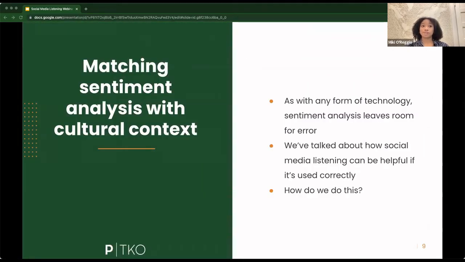So we've talked about what social media listening is, what it can be used for, the pros and cons, but most importantly, it has a lot of room for error, specifically when it comes to sentiment analysis, just like any form of technology does. So to dive a little bit deeper into how we can overcome these challenges and how we can apply social media listening as a tool in the mission-driven sector, we have Chelsea and Zanae here with us today.